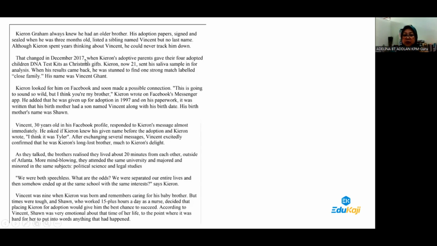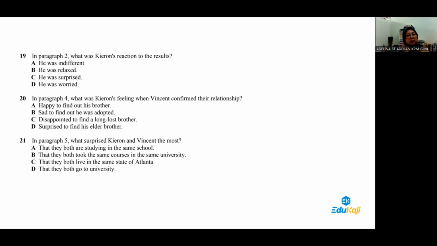The change in December 2017 when previous adoptive parents gave their 4 adopted children DNA test kits as Christmas gifts. Kieran, 21, sent his saliva sample in for analysis. When his result came back, he was stunned to find one strong match labeled close family. His name was Vincent Dunn. So basically, this is about how the parents have given their adoptive children a test kit for DNA. Also from here, if you look at the question, does it relate to that? Yeah, we are talking about results. When he tested himself. Okay.